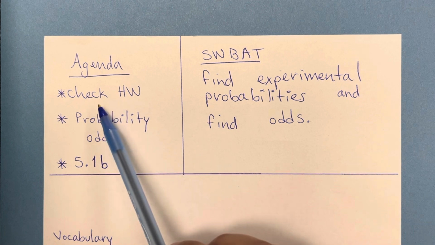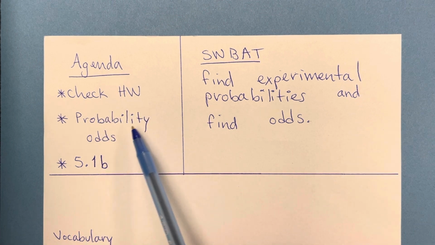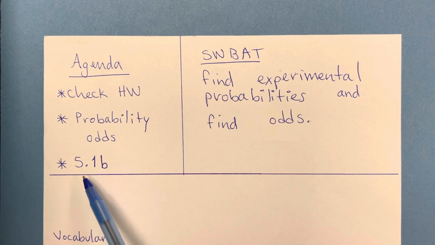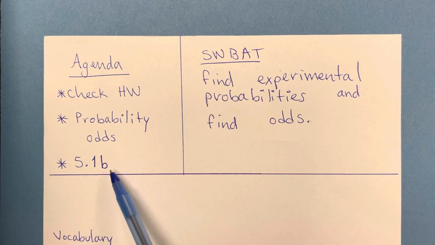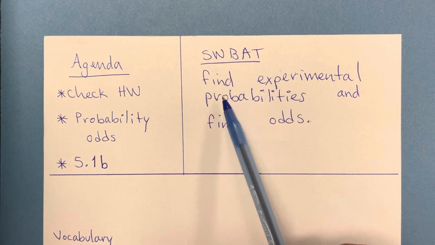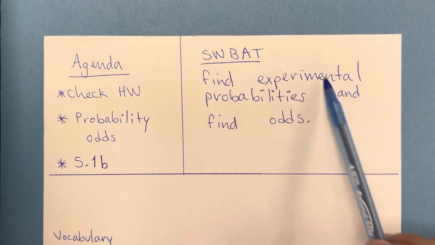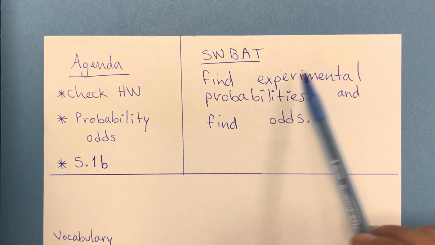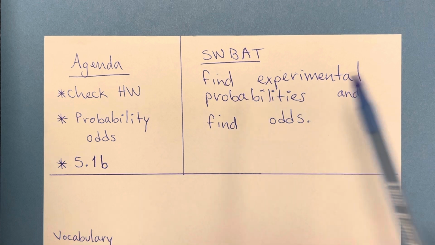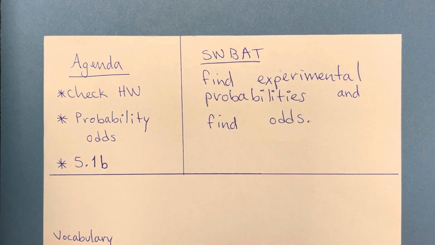Students, today's agenda is to check homework. We'll be learning about probability and odds, and you will be able to do 5.1b. Today, students will be able to find experimental probabilities and find odds. And we'll also be comparing answers of experimental probabilities to theoretical probabilities, which we learned in the previous lesson.